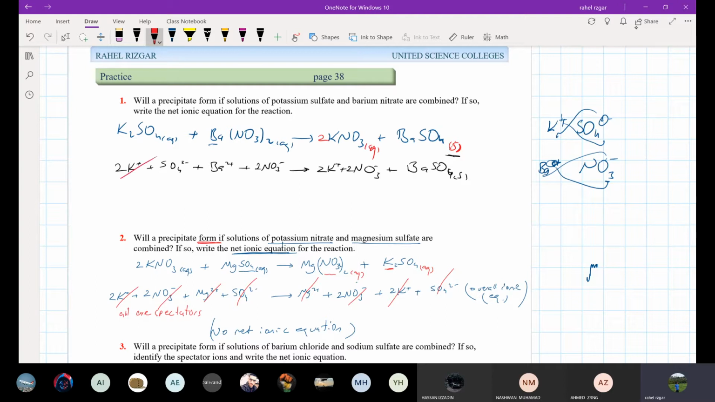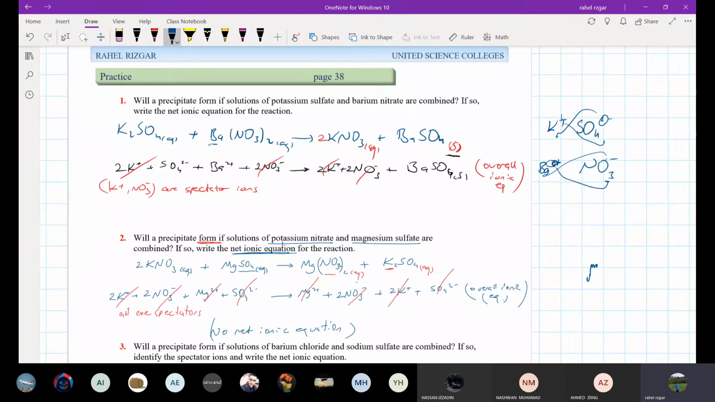And K and NO3 are cancelled. So K and NO3 are spectator ions. We call this one the overall ionic equation.